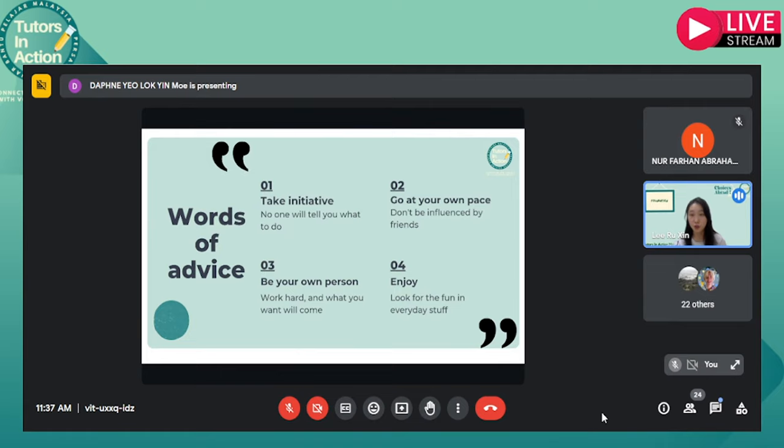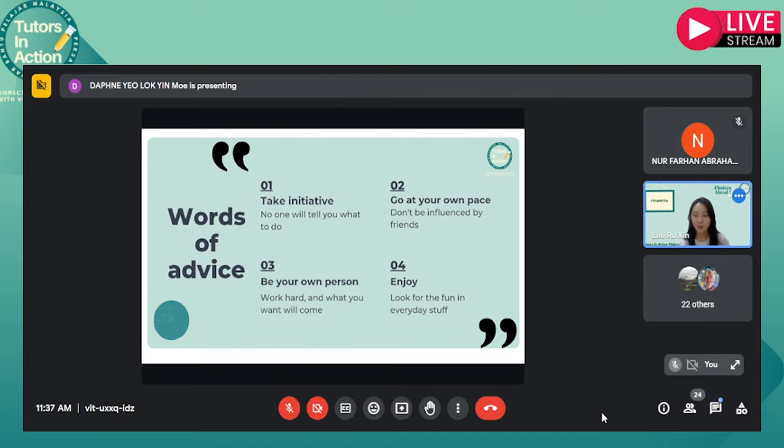Personally, I'm more productive when I'm alone. So definitely there are many, many times where I turn down my friends, but I feel like you should make an effort also in socializing, maybe go out with your friends once a week, so it's not that bad. So for the third one, you should be your own person. So be independent, manage your time well, and work hard, and what you want will come.